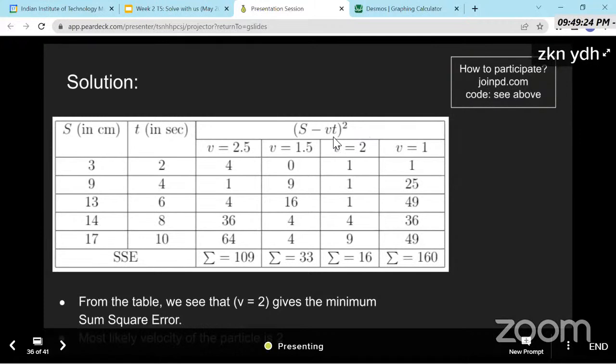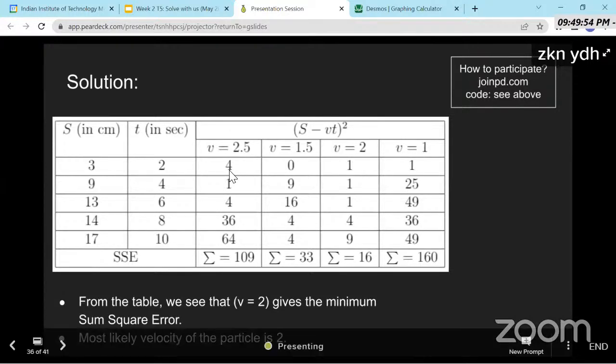Now what is this V? V is this value. Let's say when V is 2.5. Now I'll just tell you how we are getting this 4 here. Now S is 3. Substitute this 3 in this. Minus V is how much? 2.5. And what is the time? 2. 2.5 into 2 is nothing but 5. Right? So 3 minus 5 is what? Minus 2, minus 2 the whole square is nothing but 4. I hope you got this.